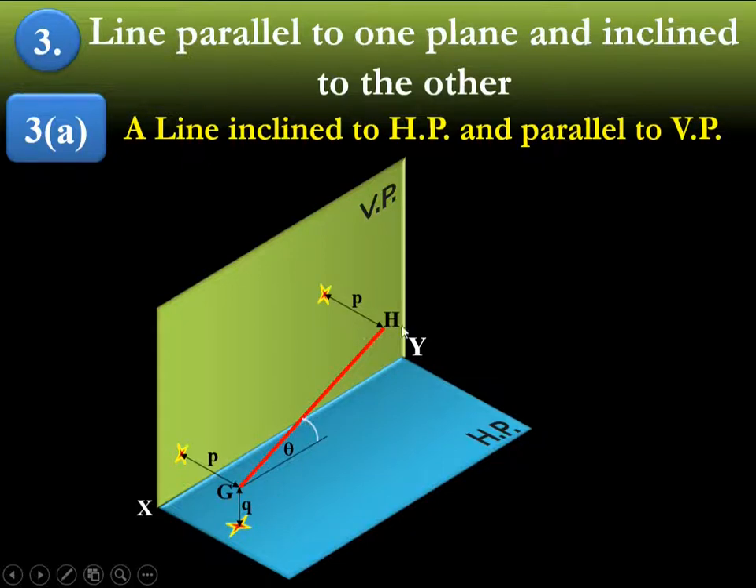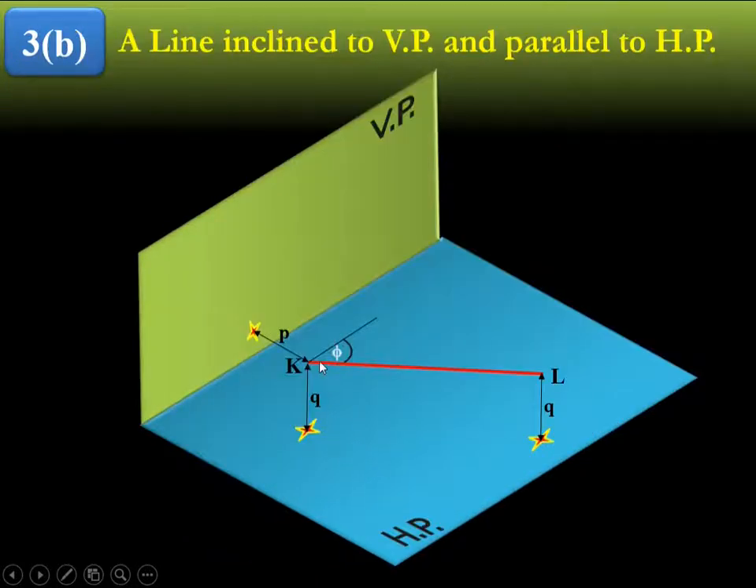The two ends of the line capital GH are equally displaced by a distance p from the vertical plane and the inclination with the horizontal plane is denoted using the symbol theta. Now let us move on to the second subdivision under the third category. Line inclined to vertical plane and parallel to horizontal plane.